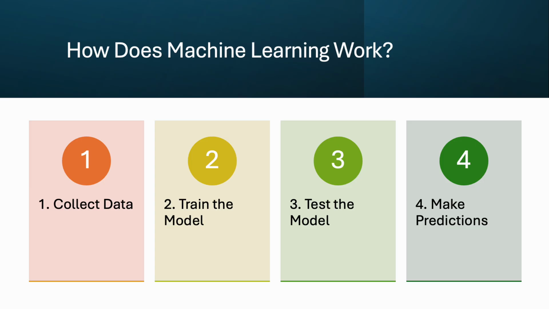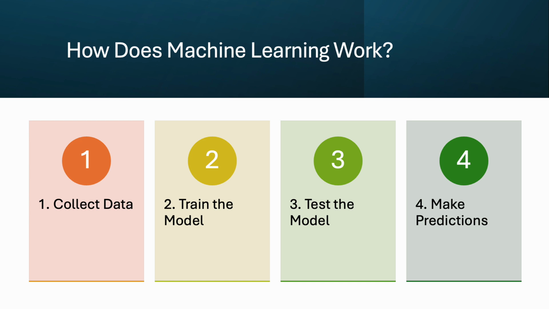Think of it as teaching a computer to learn from experience, just like humans do. Now you might be wondering, how does machine learning actually work? It typically involves 4 key steps. Number 1, collect data. The first step is gathering relevant data. This could be anything from customer information to images or sensor data.